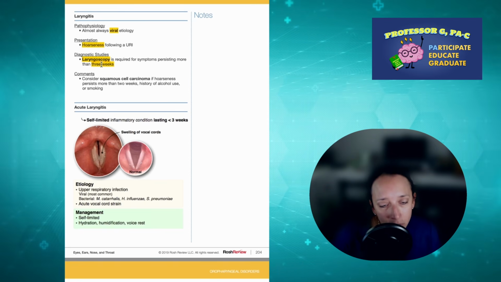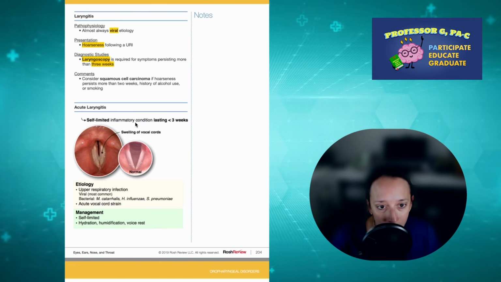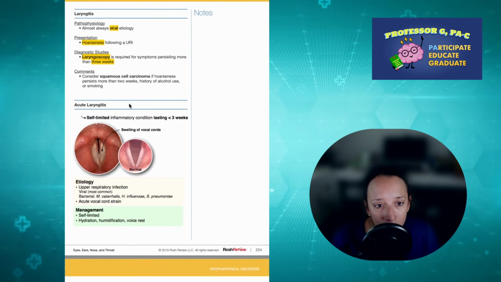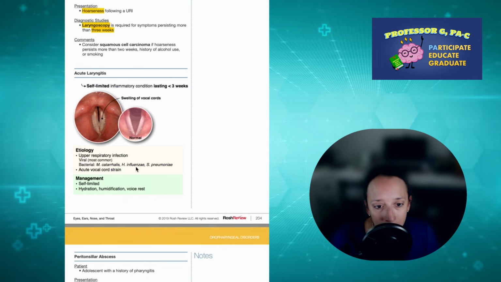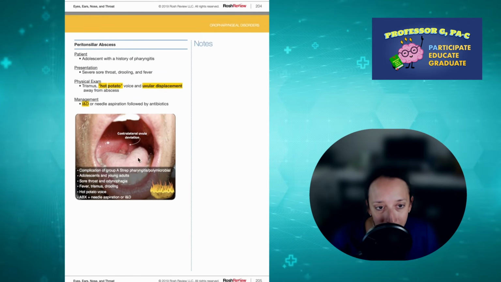If it lasts more than 3 weeks, or if maybe they use their voice as their line of work, like a singer, we'll want to consider doing laryngoscopy. And that's to look for things like squamous cell carcinoma or other lesions on the vocal cords that we would have to see.